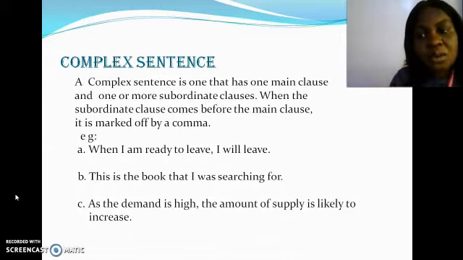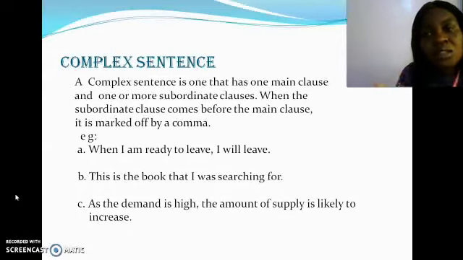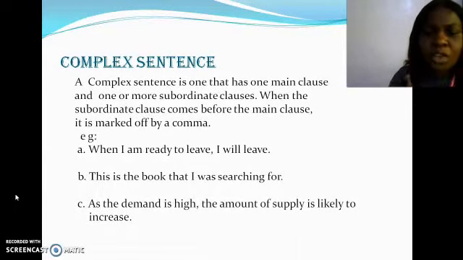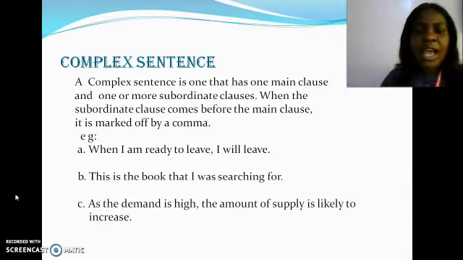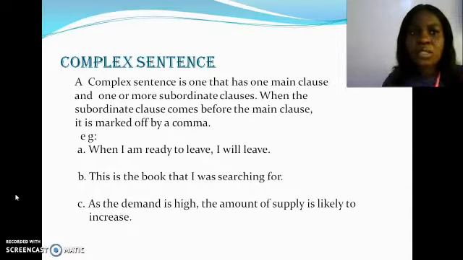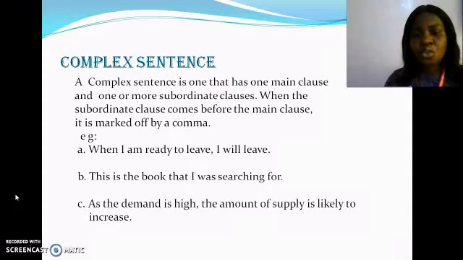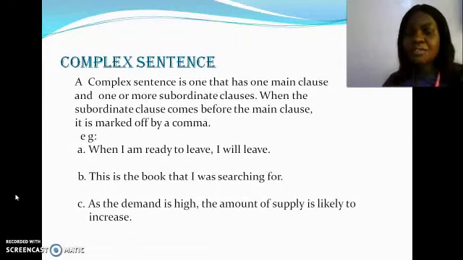Now, take note that when the dependent clause comes first, before the independent clause, you mark it off with a comma. An example is, when I am ready to leave, I will leave. I will leave is an independent clause. When I am ready to leave is a dependent clause, a subordinate clause. It begins with the subordinate conjunction when. So you have something like, when I'm ready to leave, comma, I will leave.